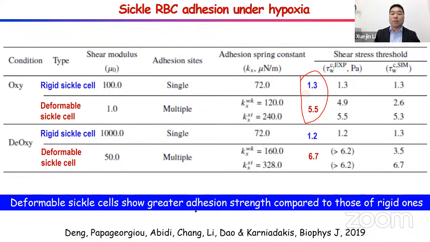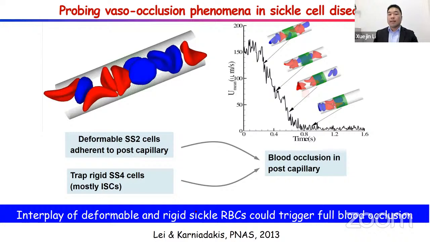And this confirms a previous hypothesis based on the DBD simulation study. In this DBD simulation study, our former collaborators, Fanli and George Karniadakis, simulated the adhesive dynamics of sickle red blood cells in shear flow. For example, in this figure, the blue cells are deformable sickle cells, and the red cells are the rigid sickle cells. You can see from this video, the deformable sickle cells adhere to the blood vessel wall first.